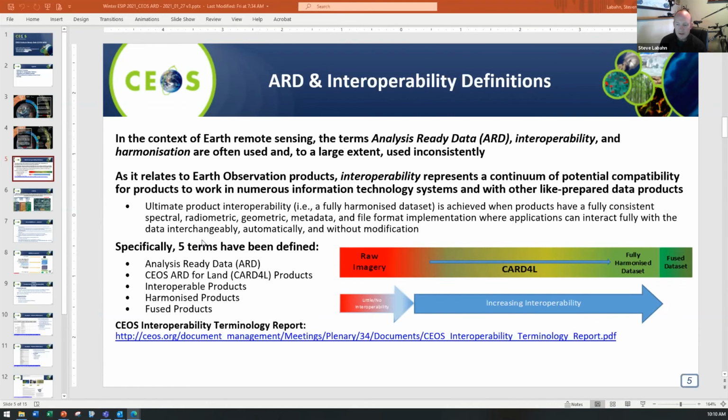This whole terminology question has been adopted within CEOS, and there's a terminology report that was just adopted and endorsed at our last meeting, and I put the link there for future reference.